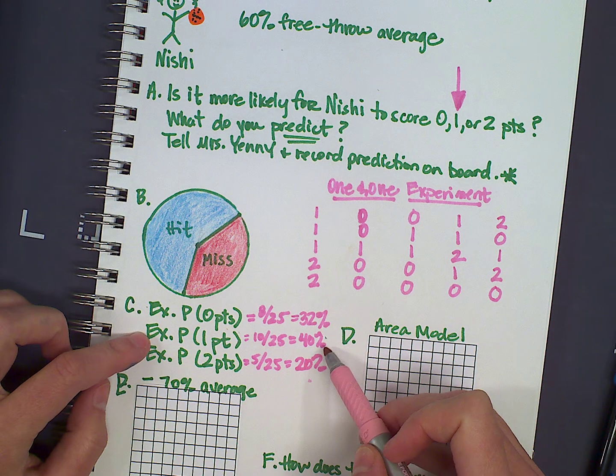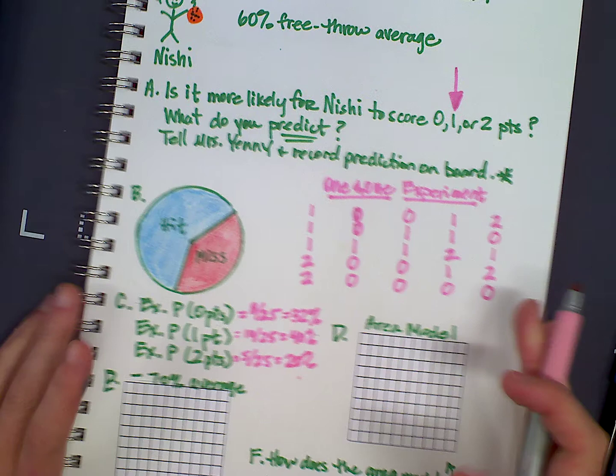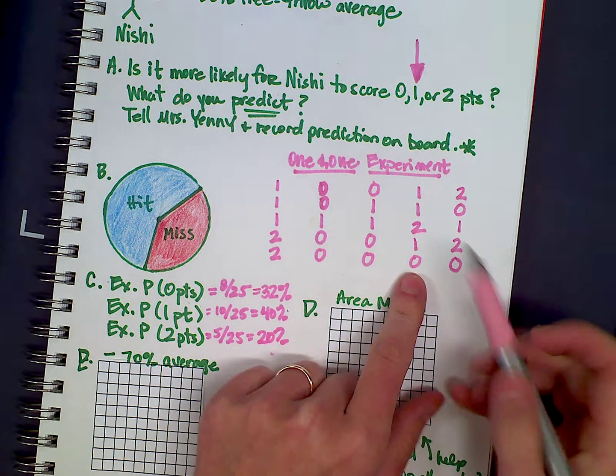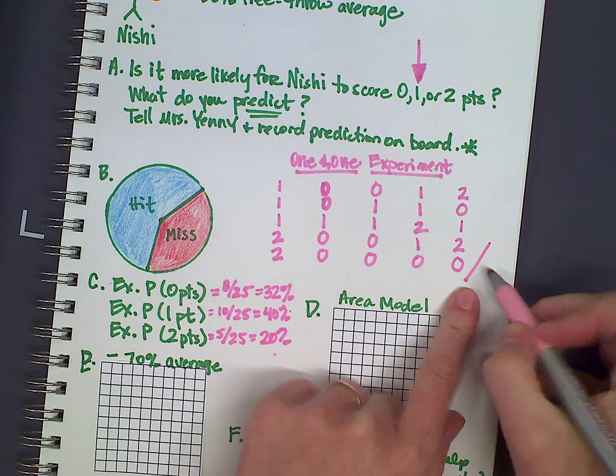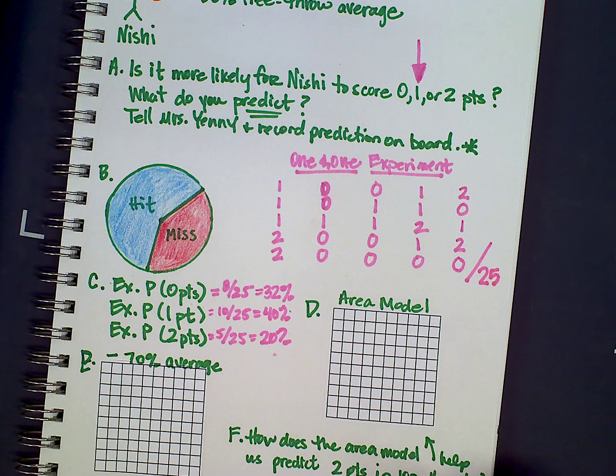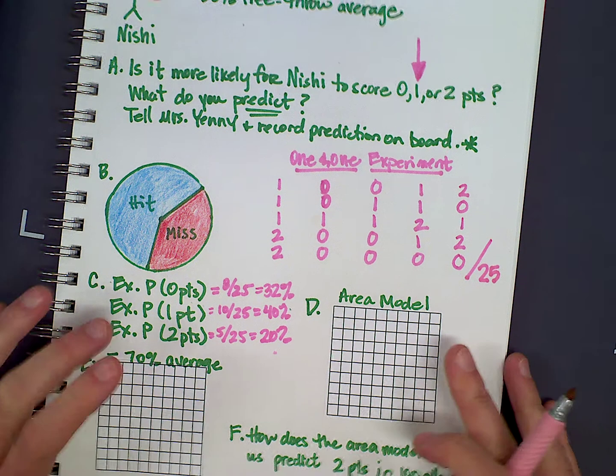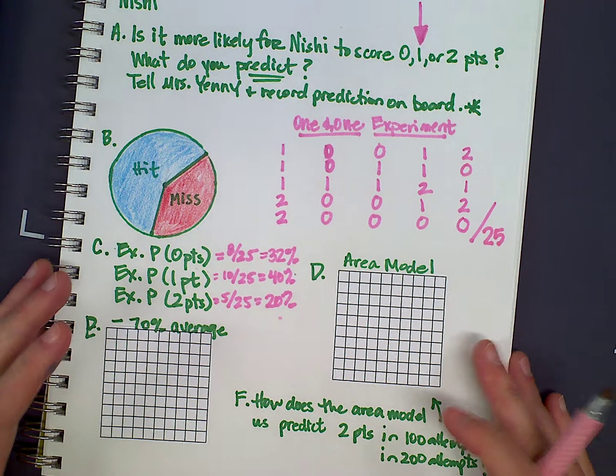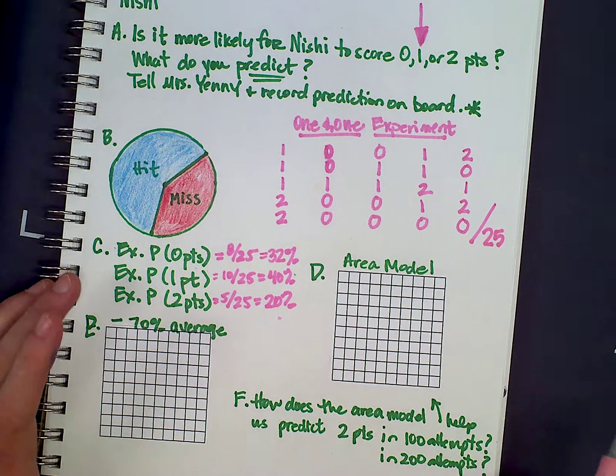And now we're going to analyze the situation from a theoretical probability standpoint by making an area model. Because realize here, I only made how many attempts? 25. So I only have 25, which is a fairly small number. So we're going to analyze theoretically what we would expect to happen and then compare that to what actually happened.